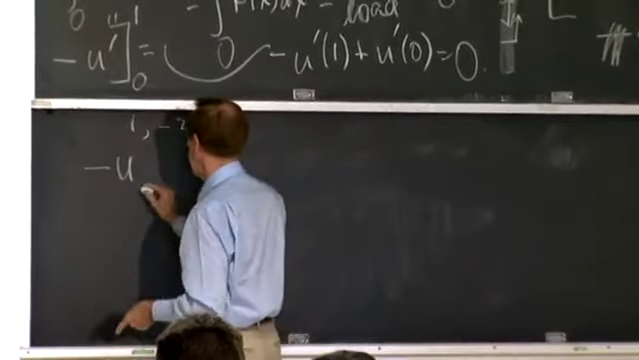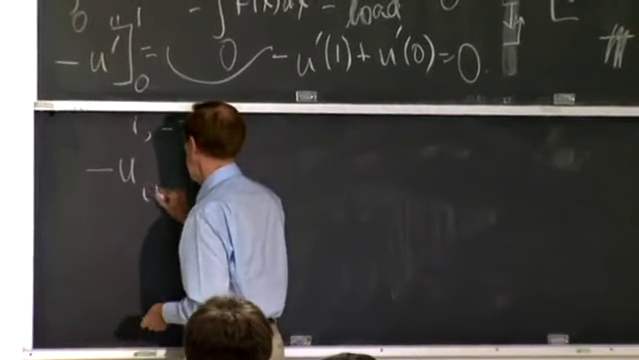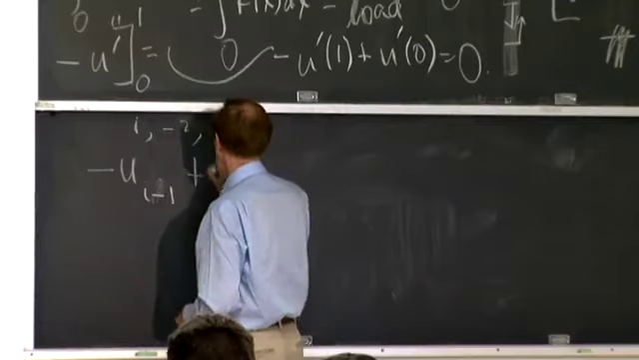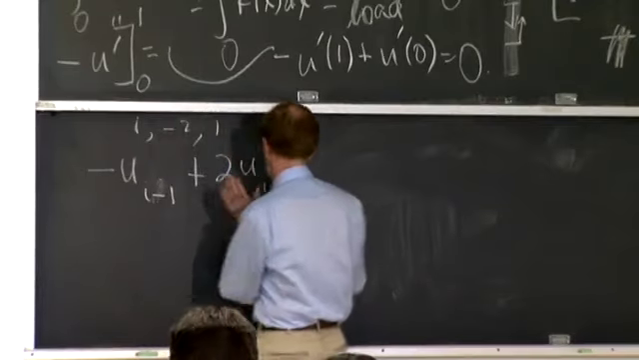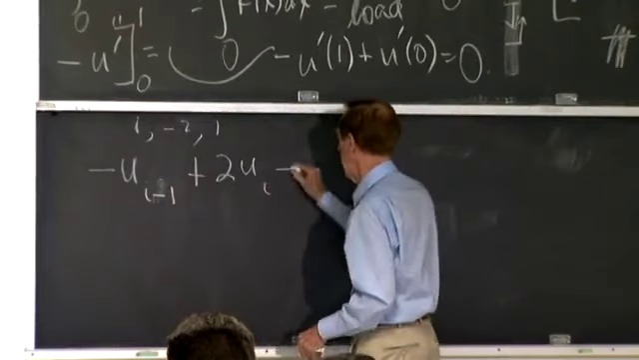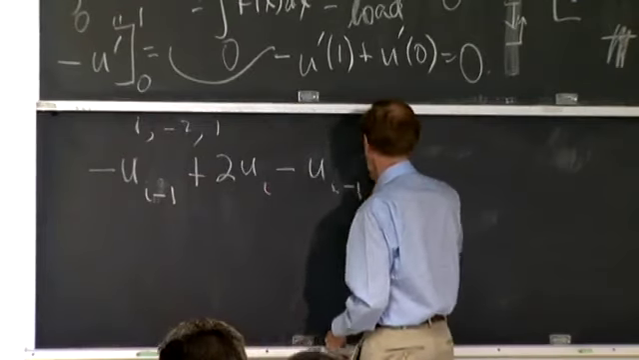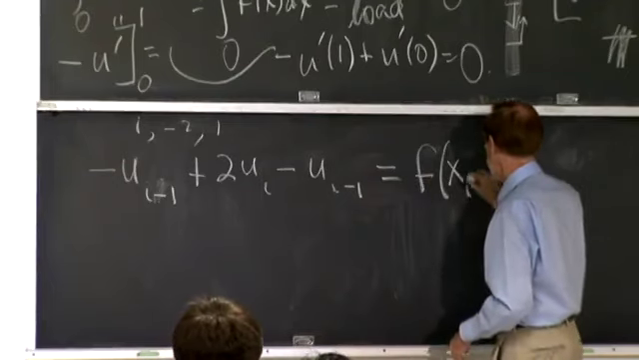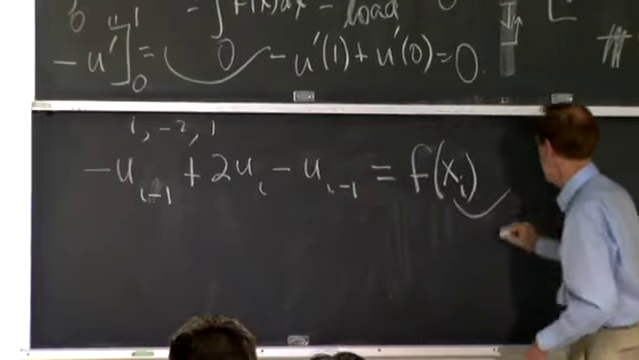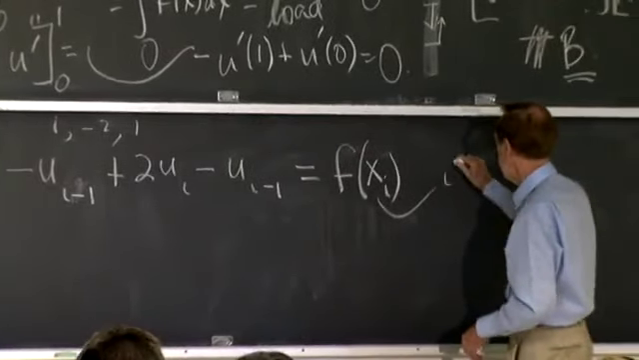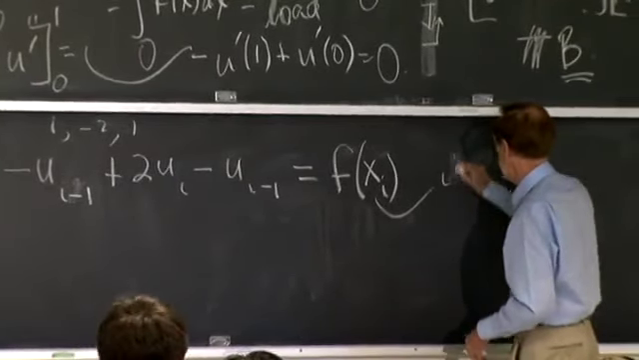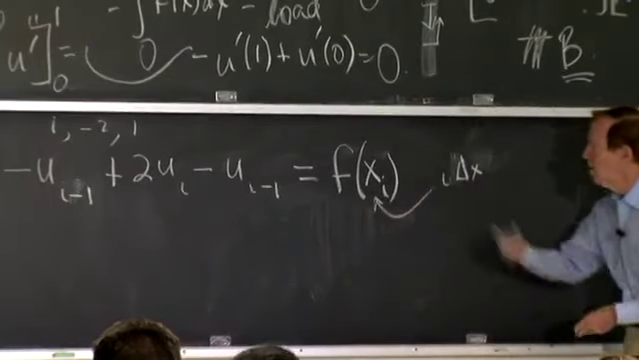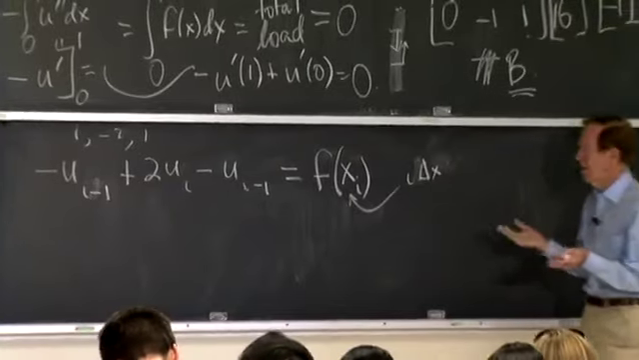So I have minus u at some point, let's take that as the point to the left, 2 u at what I'll think of as the center point, minus u, with i minus 1, i, and so on, equal to the load at that center point. That center point is i times delta x. That's where I would be looking. So now I'm using subscripts.